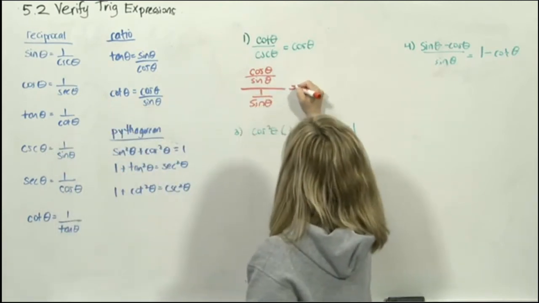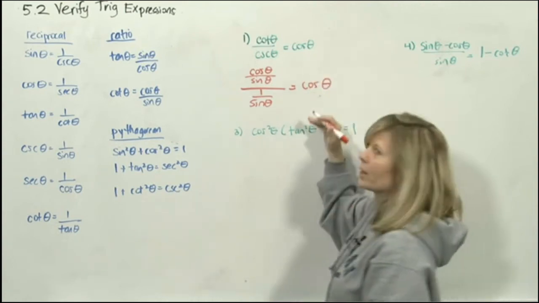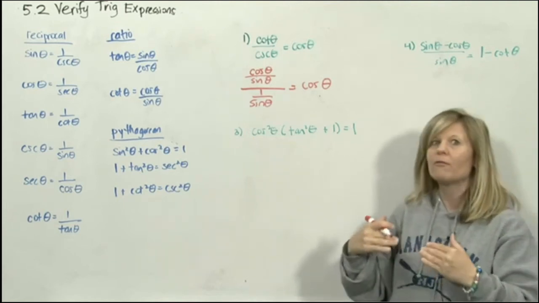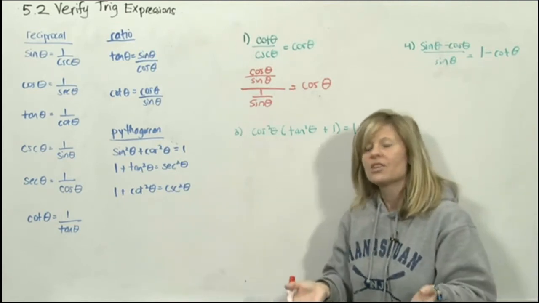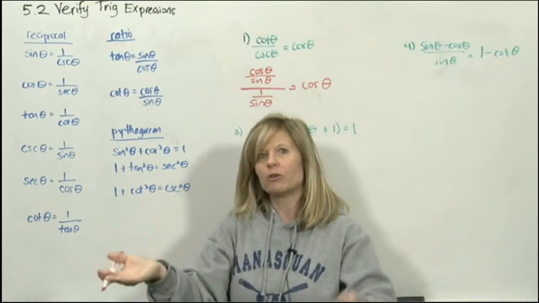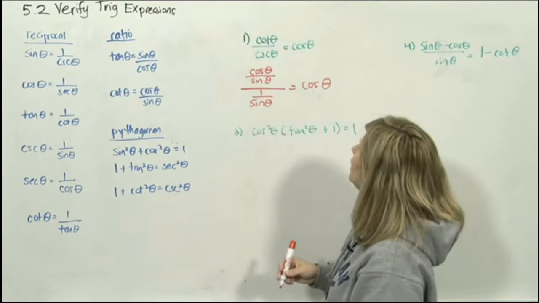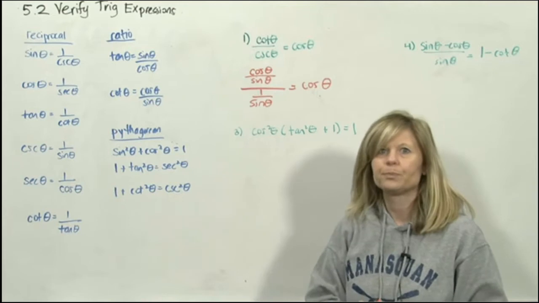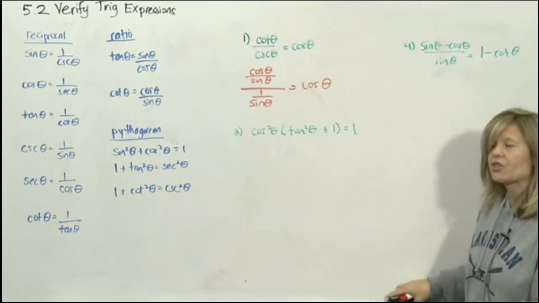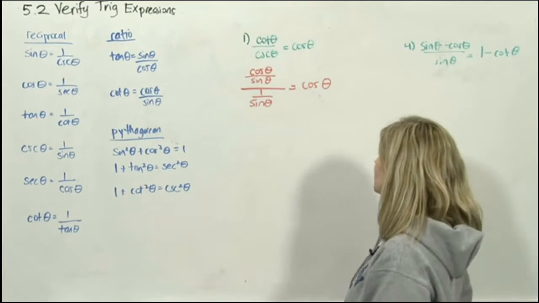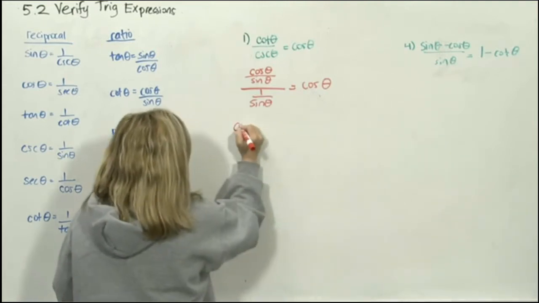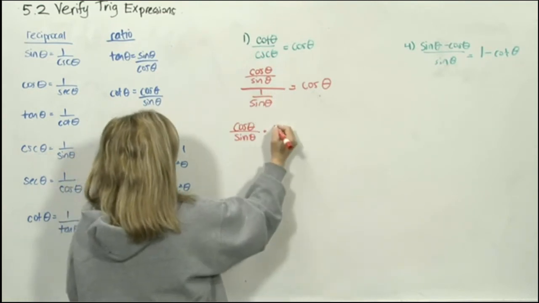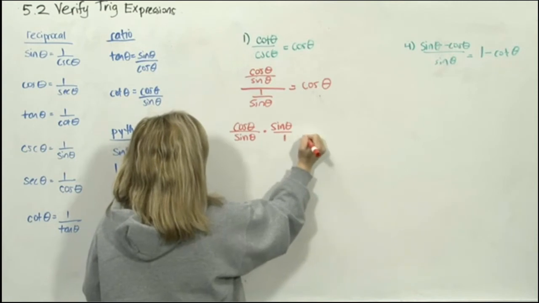You bring down the right side. You don't lose it. We're not going to do anything to the right side, but we're going to bring it down each step to show that we're verifying. We're going to show that the 2 sides equal. This is kind of like balancing your checkbook, showing that your debits and credits equal out. Now, on the left side, we have a fraction divided by a fraction. We know there is no such thing as dividing by fractions. You multiply by the reciprocal. So I will write cosine theta over sine theta times the reciprocal of the denominator, which is sine theta over 1.